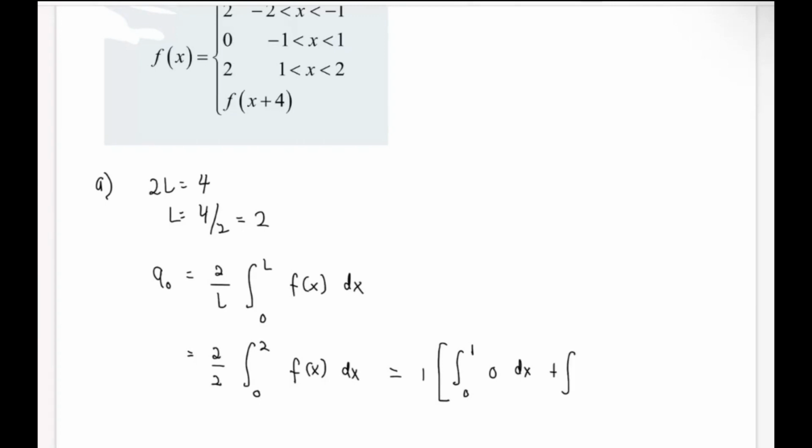And then we want to integrate from 0 to 2. So lastly, the range of 1 to 2 is here, where f(x) is equal to 2. So from 1 to 2, 2 dx.